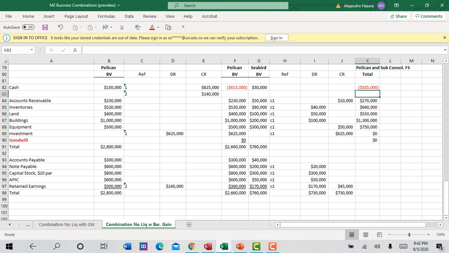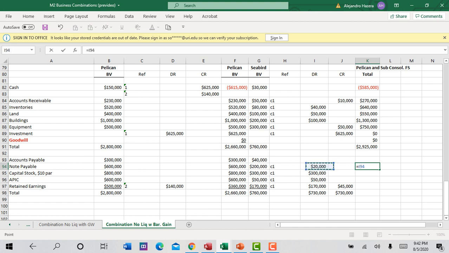Okay, so you've got negative 585, 270, 640, 550, 1,300,000, 750. There's a big important part. Your investment is zero and your goodwill is zero because we didn't have goodwill. We had a bargain purchase option. So anyway, your sum of the assets is 2,295,000.